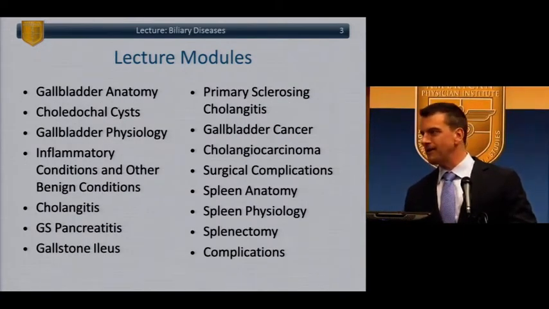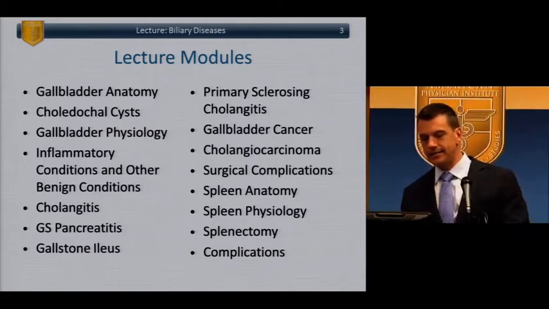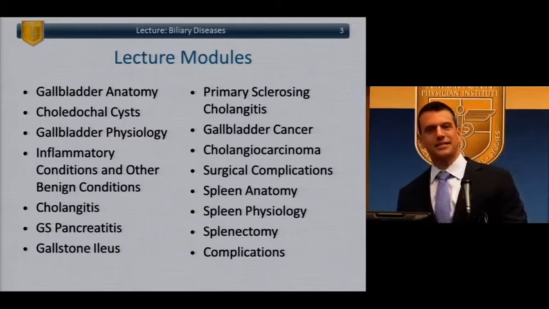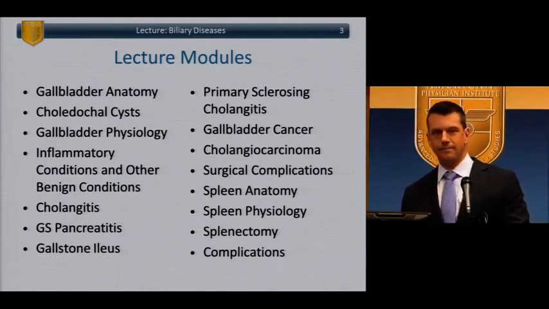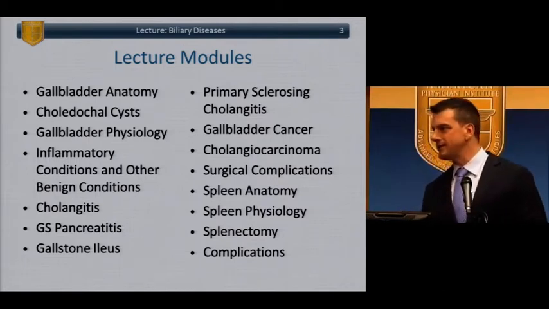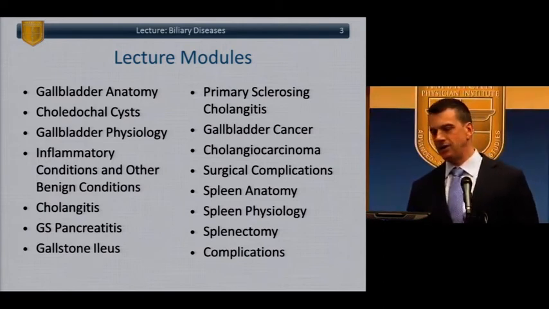So what we're going to talk about first: we'll go through the biliary structure, anatomy, choledochal cysts, basic gallbladder physiology, inflammatory conditions and the other benign disorders, infectious such as cholangitis, gallstone pancreatitis, gallstone ileus, basically all things gallstones, primary sclerosing cholangitis, and then carcinoma of the gallbladder and cholangiocarcinoma. And then we'll touch a little bit on surgical complications. What to do and how to manage the complications after lap chole is good material for testing and how you would respond to those.